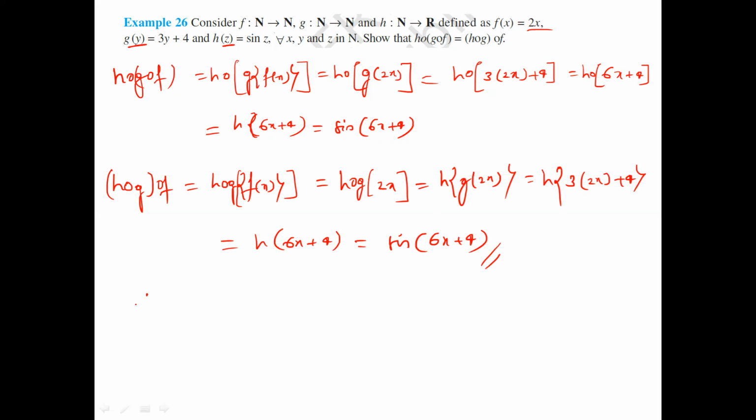Therefore, what is the conclusion? h composition g composition f equal to h composition g of f. Please note down. I will move to the next slide.